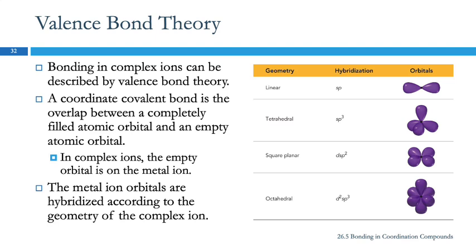So the coordinate covalent bond that's made in these complex ions is the overlap between a completely filled atomic orbital and an empty atomic orbital. So the empty orbital is on the metal ion. So the metal ions hybridize according to the geometry of the complex ion. So we can have a metal ion with empty hybrid orbitals that are just waiting for someone to come and share an electron pair.